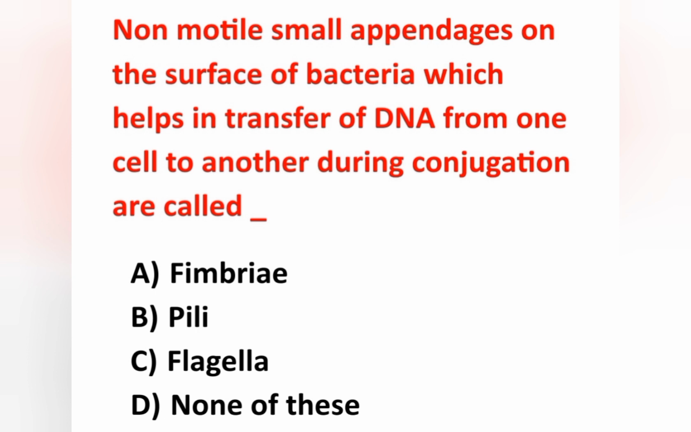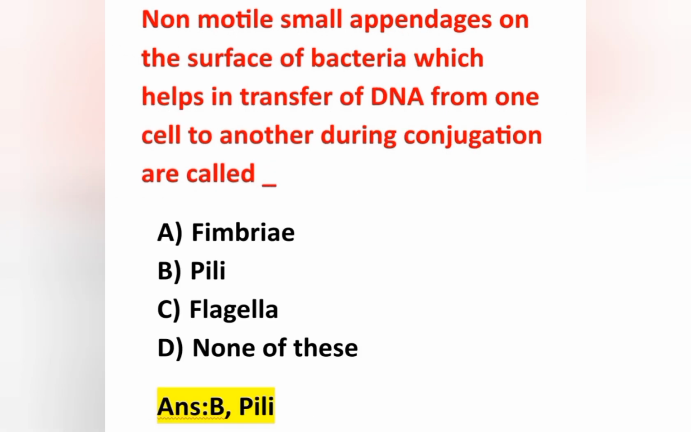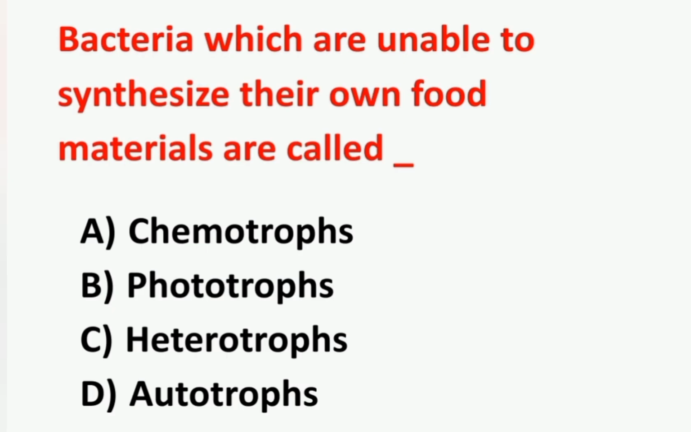Next question, non-motile small appendages on the surface of the bacteria which help in transfer of DNA from one cell to another during conjugation are called. Options are option A fimbriae, option B pili, option C flagella, and option D none of this. And the correct answer for this question is option B, pili, which helps in transfer of DNA during conjugation, that is from one cell to another. Option B is correct.